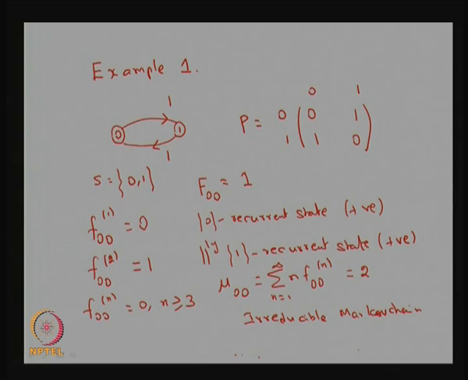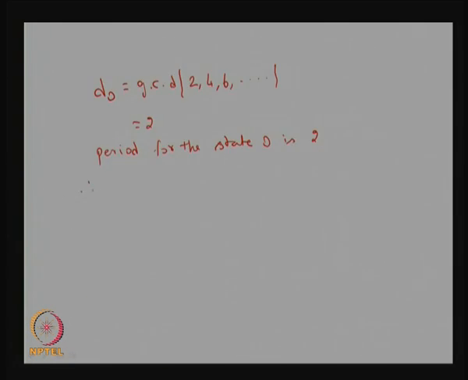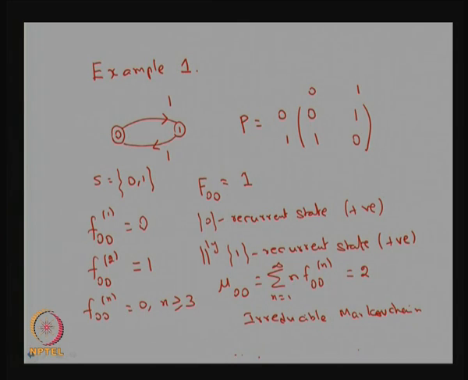In conclusion, you can make out if you have one class with more than one state, then all the states are going to have the same period. Therefore, state 1 also has the period, that is also 2. That means, in this example you have only 2 states and this is an irreducible Markov chain and both the states are positive recurrent with the period 2. So, that is the way, using the classification of the states, we come to the conclusion of this particular example.